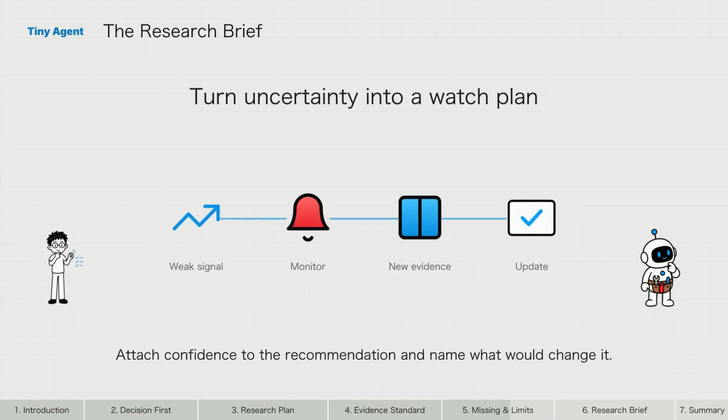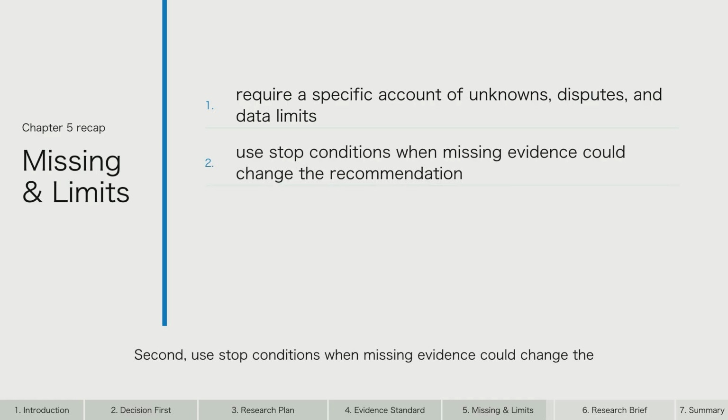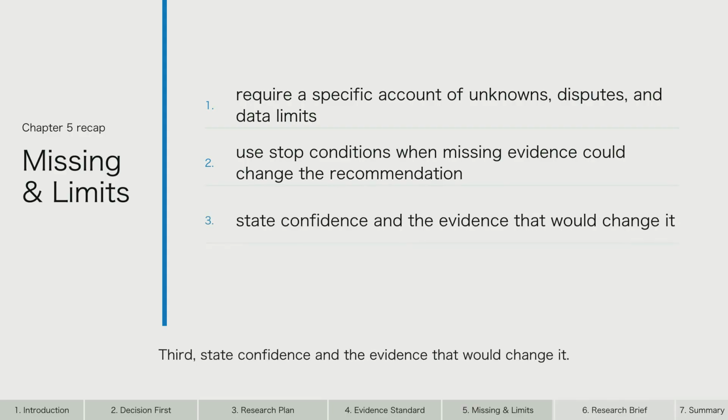Attach confidence to the recommendation and name what would change it. Weak signals, new filings, revised data, or a pending policy decision may deserve a monitoring list rather than a definitive conclusion. This turns uncertainty into an actionable watch plan. The common failure is hiding gaps to make the report feel complete. That increases rhetorical confidence while reducing decision quality. A visible limit is safer and more useful than a silent assumption. First, require a specific account of unknowns, disputes, and data limits. Second, use stop conditions when missing evidence could change the recommendation. Third, state confidence and the evidence that would change it.